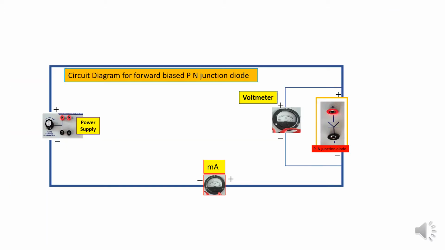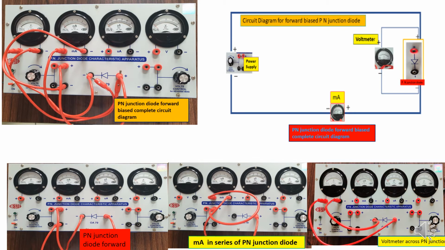This is the circuit diagram. You can see here the voltmeter is attached across this PN junction. This milliammeter is in series, and this is forward bias, because the P terminal of this PN junction is attached to the plus of the power supply, and the N terminal is attached to the negative supply. Means this is forward bias. This is the complete circuit diagram.